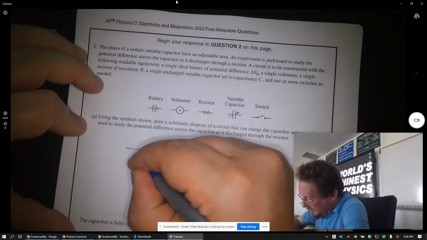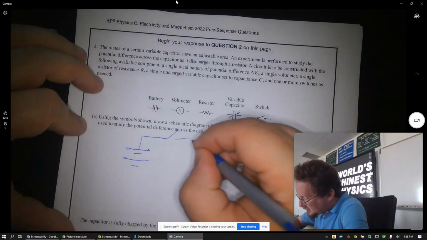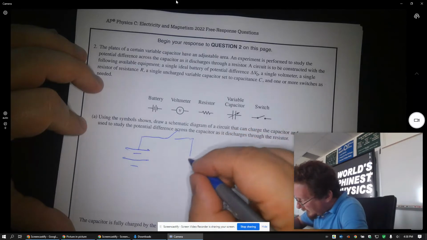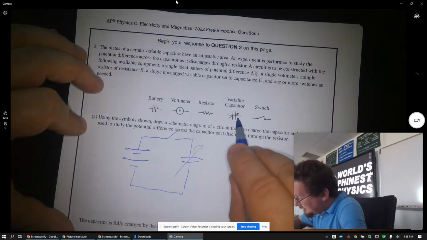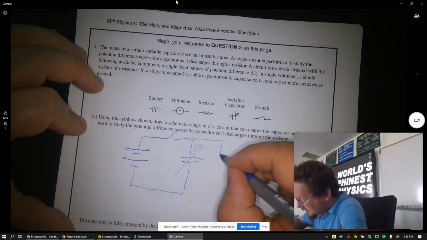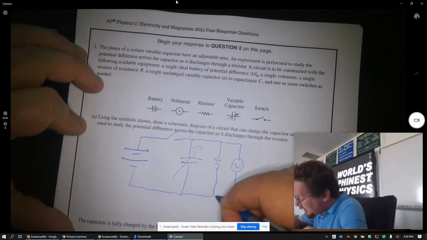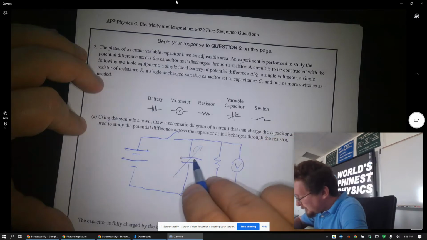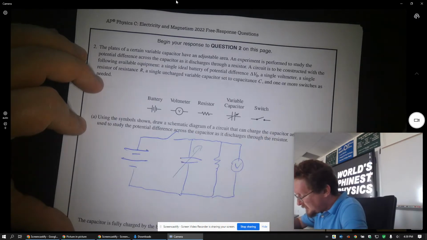So, is there any reason why I can't just do this? So, battery. How about the switch goes here, and then let's put our variable capacitor there. And then a resistor, and then maybe a voltmeter. So if you close the switch, the capacitor charges. If you open the switch, the capacitor can discharge across that resistor.